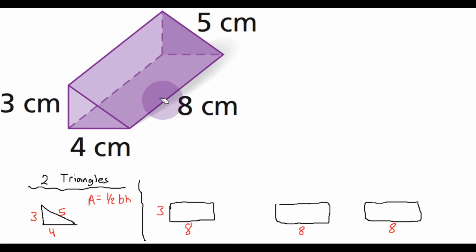Let's go ahead and just erase this information. I want to highlight the next rectangle. It's lying on this side. The triangular prism is lying on this side that we're going to highlight right now.